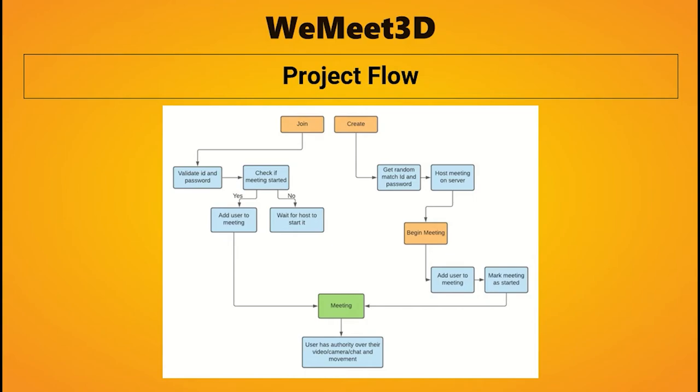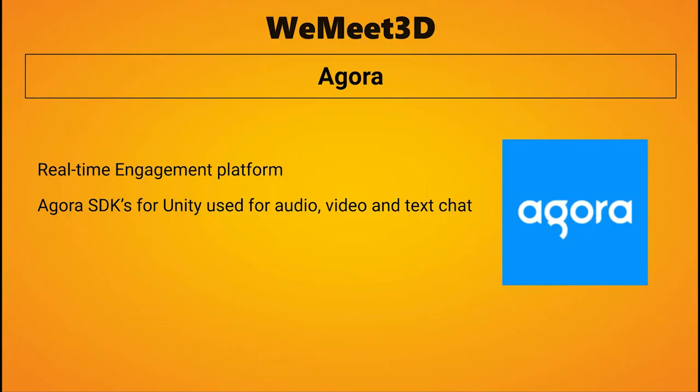And Mira has also been really helpful because at the start of the meeting, we can check and only assign the client with authority the ability to turn on their camera or control their movement, for example. For the communication part of our project, we use Agora, which is a real-time engagement platform that allows users to interact with each other on different screens. We use the Agora video, voice, and real-time messaging SDKs for Unity in order to incorporate this into our project.